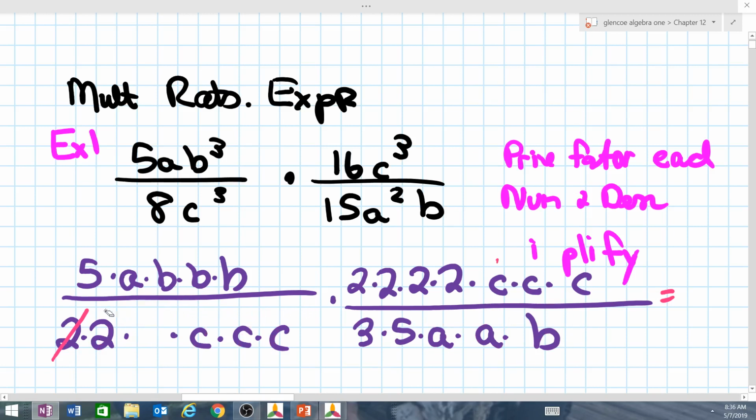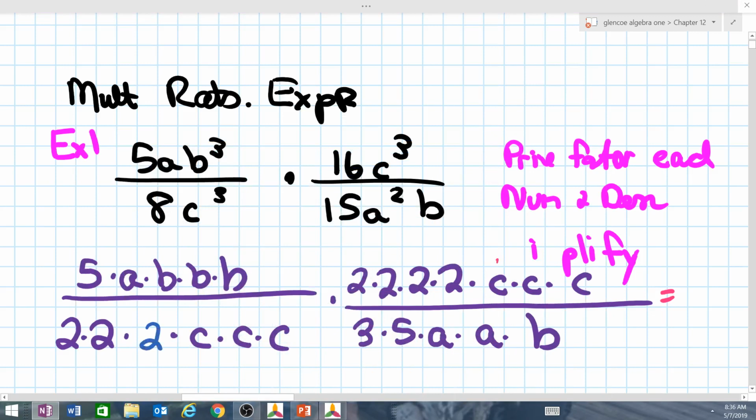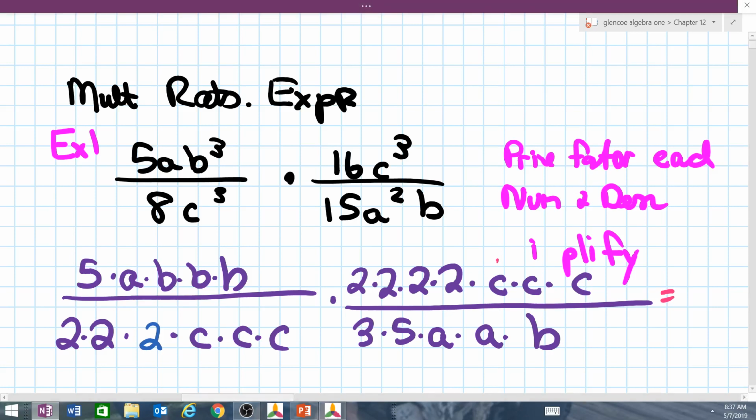We'll just get rid of all that extra stuff, and I'll stick an extra 2 in there. All right, here we go. Sorry about that. Here we are. So 5ab cubed is 5 times a times b times b times b over 8c cubed is 2 times 2 times 2 times c times c times c. Times 16c cubed is 4 2's and 3 c's. And 15a squared b is 3 times 5 times a times a times b. Now we're ready to cancel.